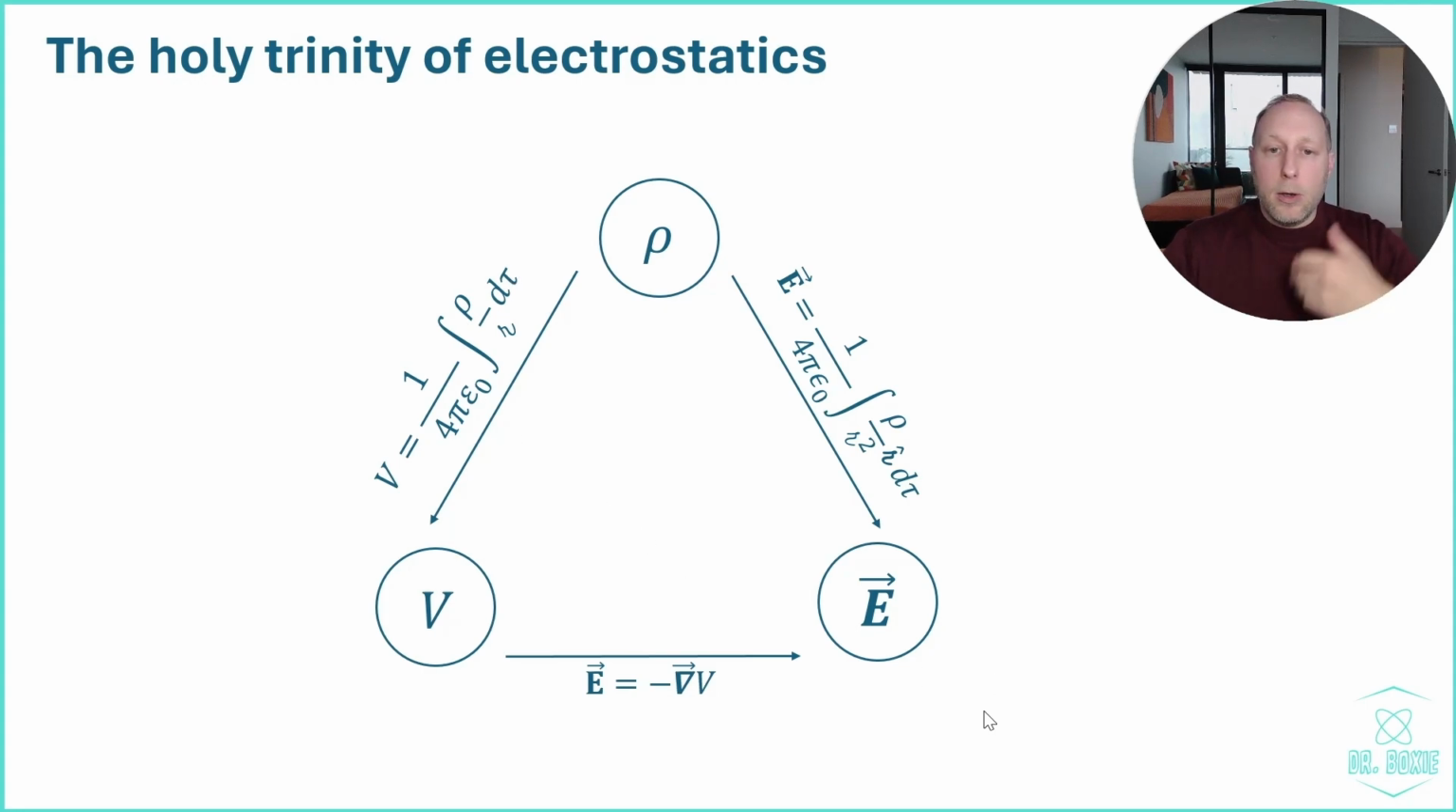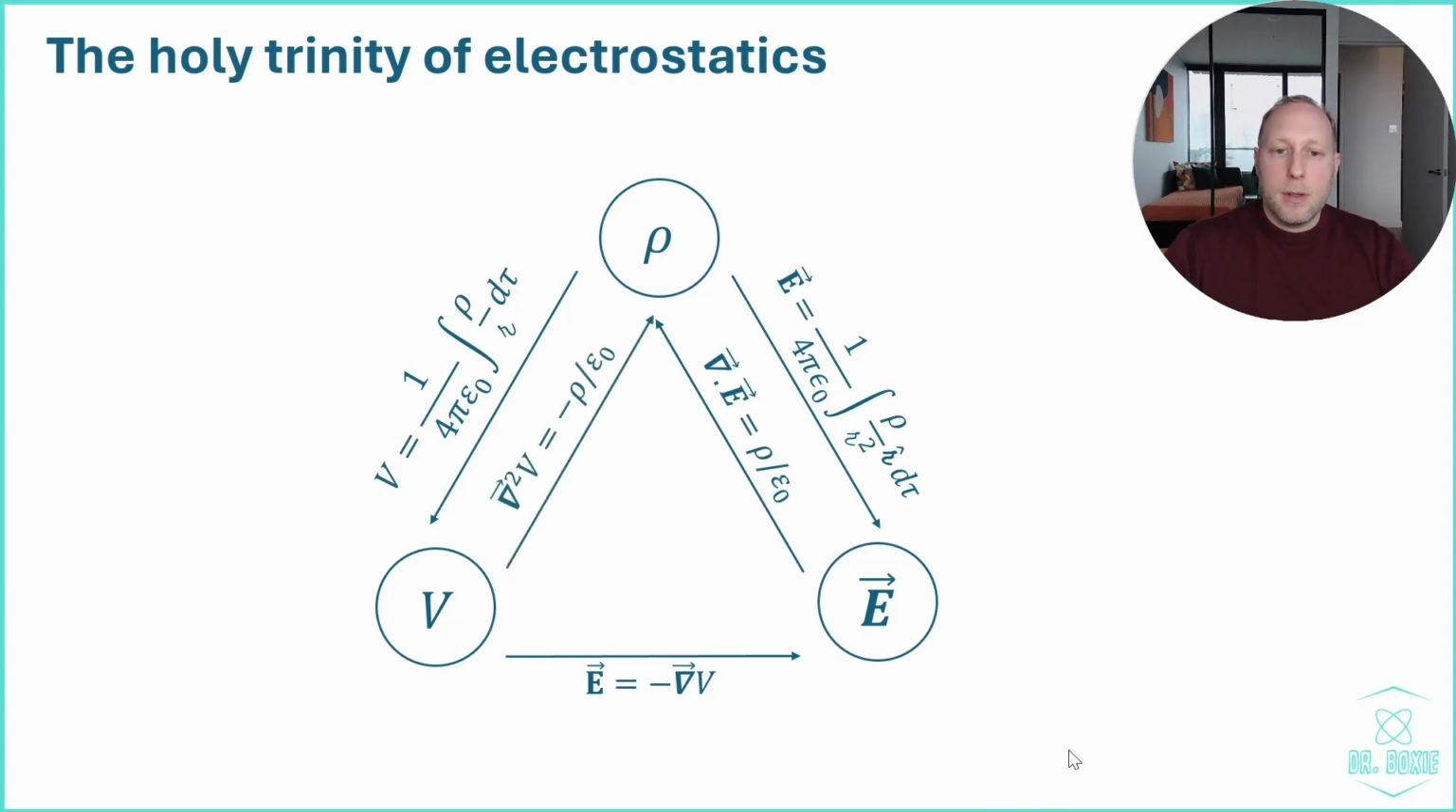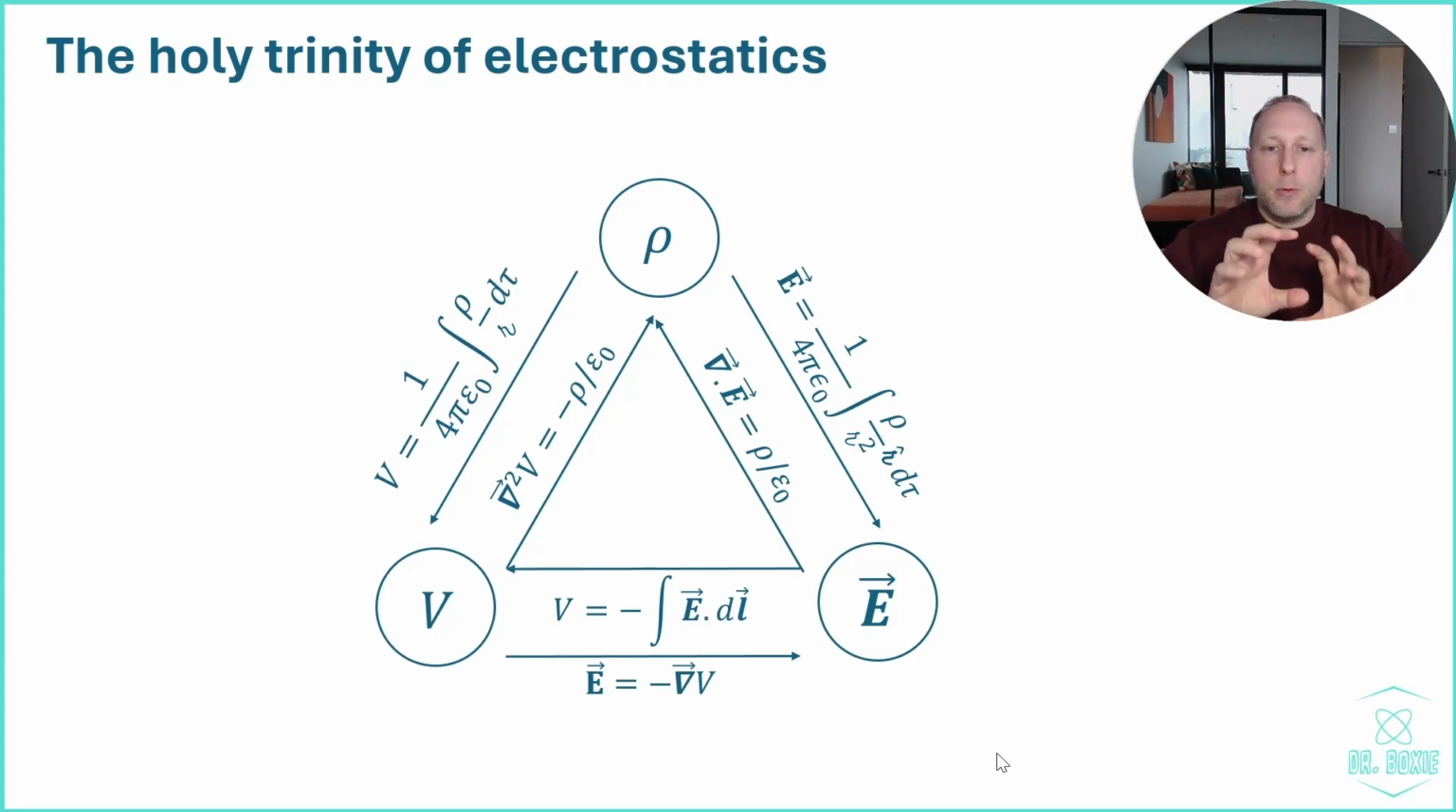Each of these arrows can also be inverted. Instead of going from rho to E as we did here, if you want to go from E to rho, you use Gauss's law. If you want to go from V to rho, you use Poisson's equation. And going from E to V was the definition of the potential: V is equal to negative the integral of E dot dl. This gives us an overview of everything we know now about the relations between V, E, and rho, which are the main quantities of electrostatics.